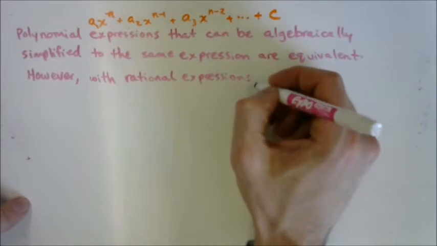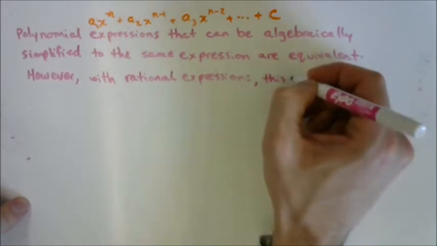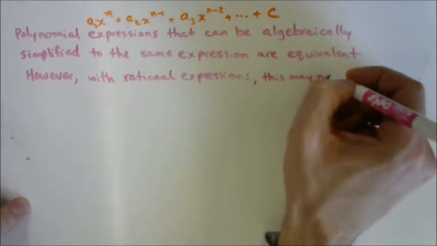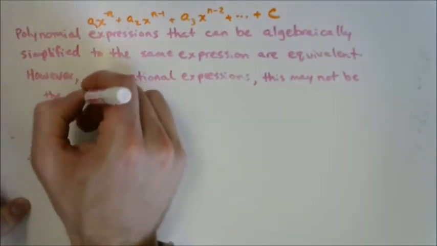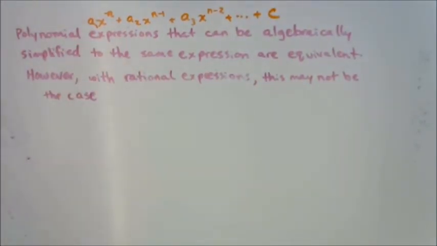However, with rational expressions, this may not be the case. You might get two rational expressions that you can reduce and simplify algebraically down to the exact same expression, and yet they still might not be equivalent. They might not be perfect.